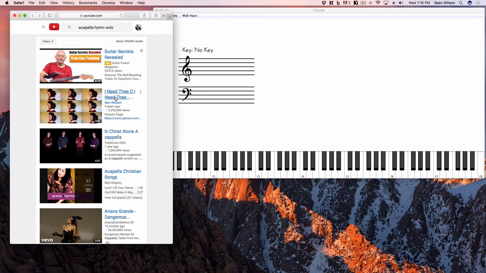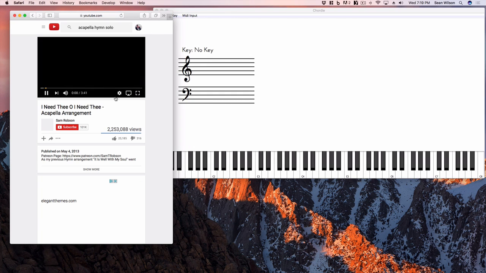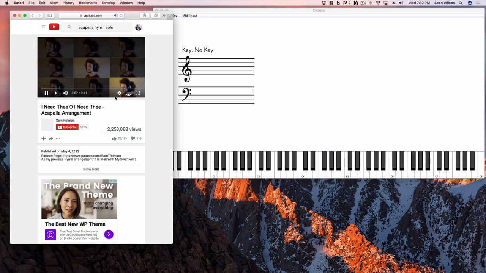I need the, let's see what he has here. That's a note. I don't know what that note is. I'm guessing it's a D, but it could be a D flat. Okay, because my tonal memory is not, I'm just not able to tell what that note is.